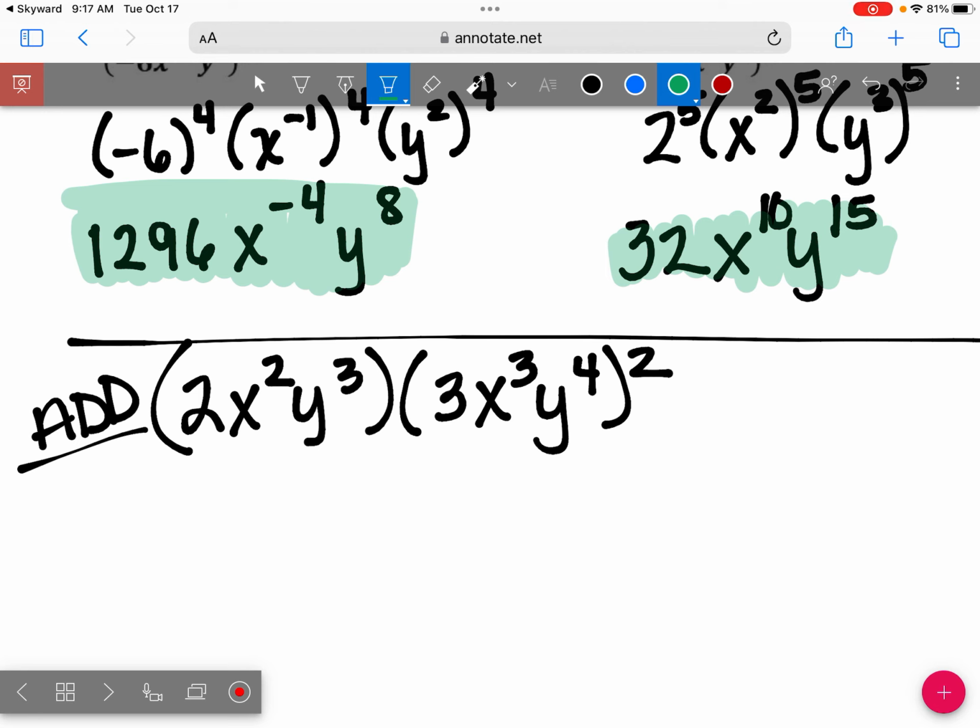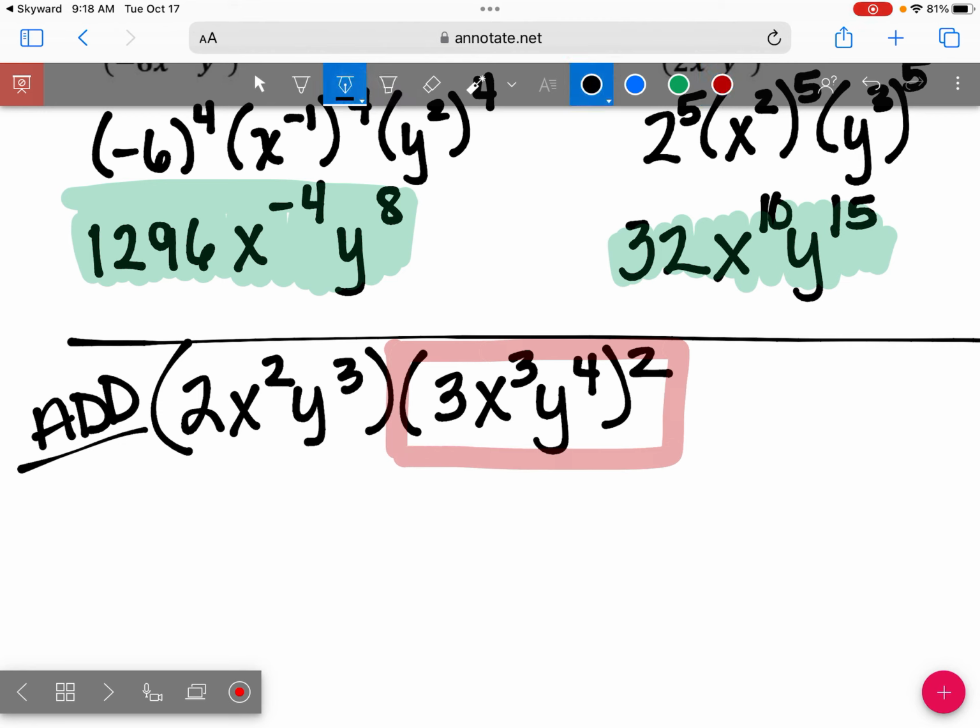So the first thing you want to do is start with your exponent on the outside. So if you see a power on the outside of a parentheses, we're going to do that first. So let's start off by doing this first. Let's go ahead and simplify this.